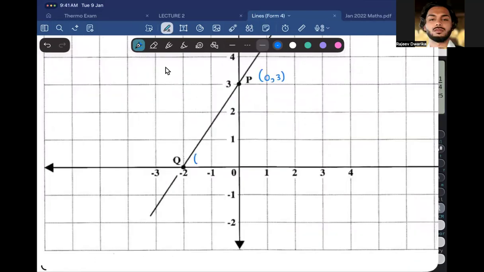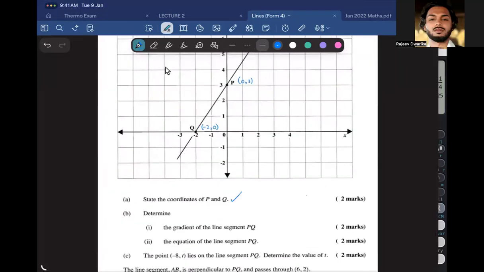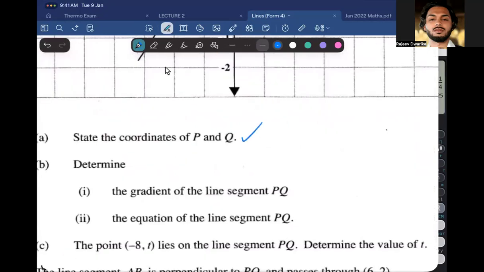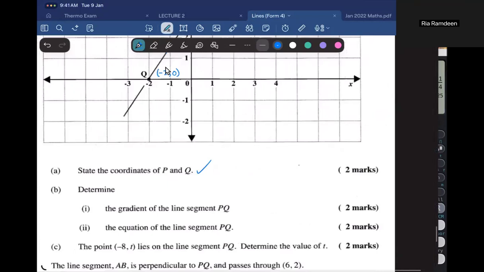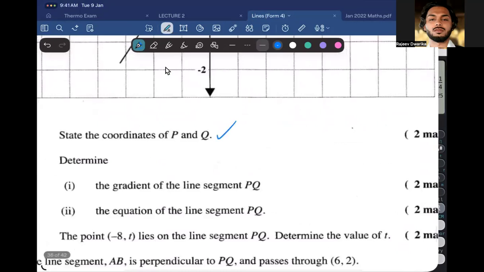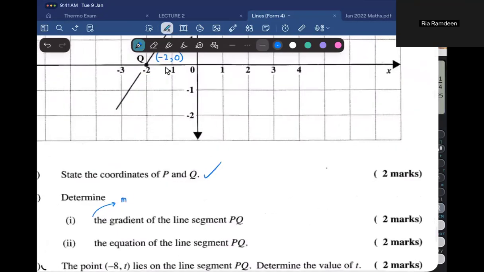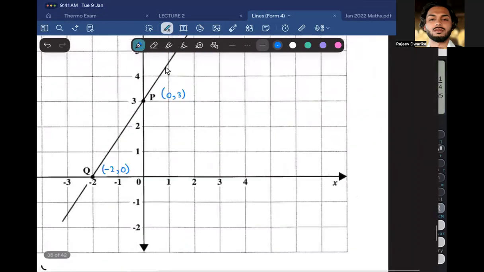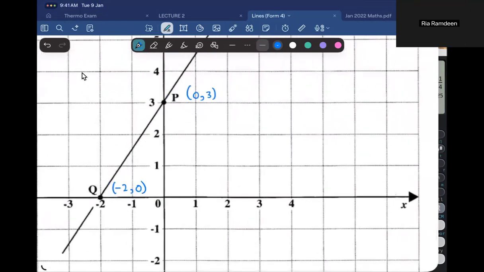What about for that point? -2, 0. Right. Determine the gradient of the line segment PQ. Ria, how would I find the gradient given a graph? m equals y2 minus y1 over x2 minus x1. Right? Which one do you want to call the first point and which one the second point? So Q could be the first one.